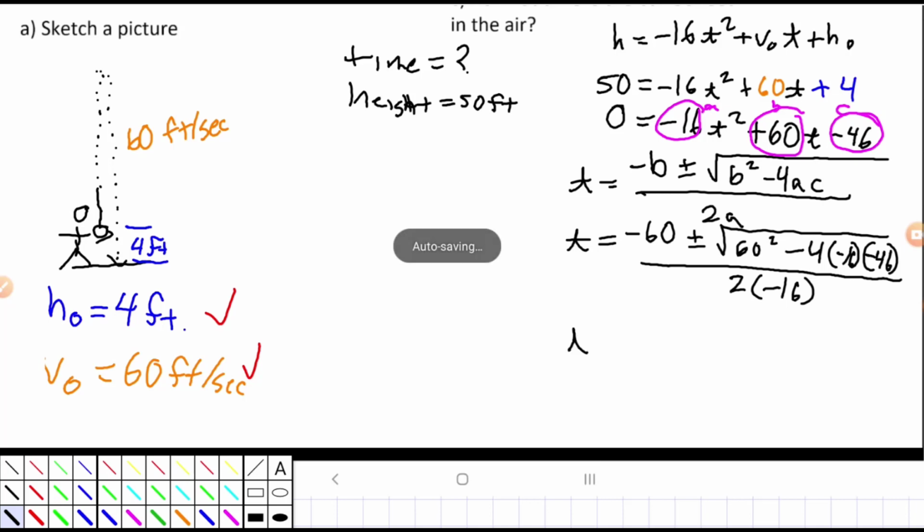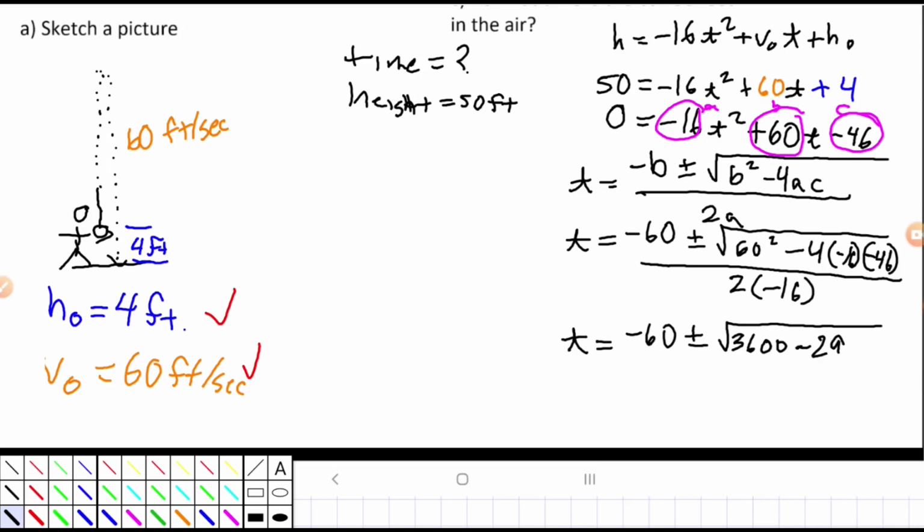So let's see what I got here. So t is equal to negative 60. Let's simplify a little bit. Plus or minus 60 squared is just 3,600. Negative 4 times negative 16 times negative 46 is going to be calculator work. Negative 2,944. And all of this divided by negative 32. Perfect. All right, let's continue on a little bit more.